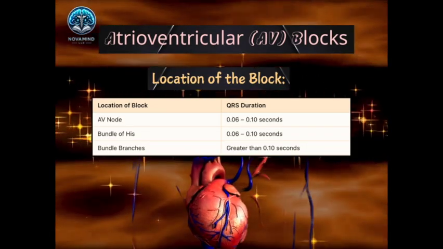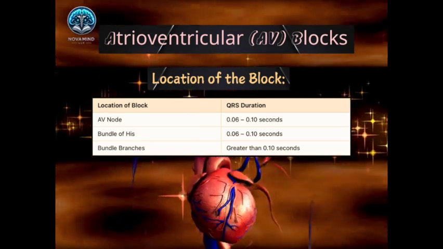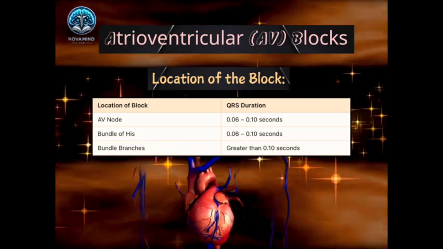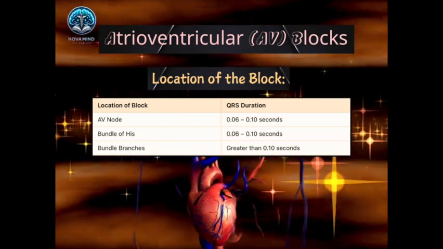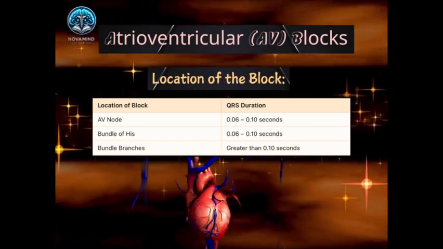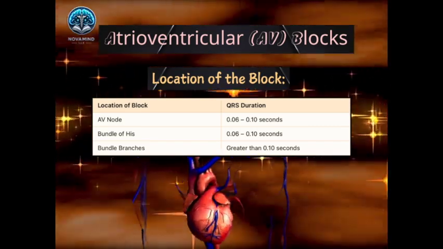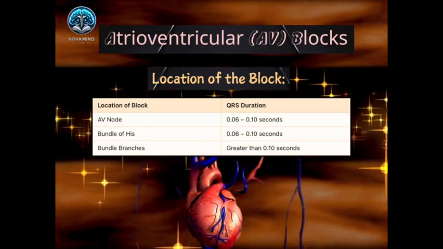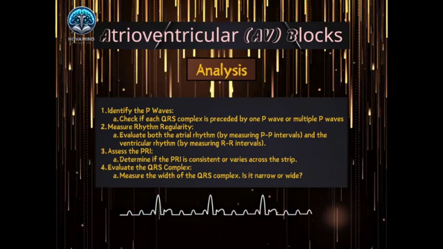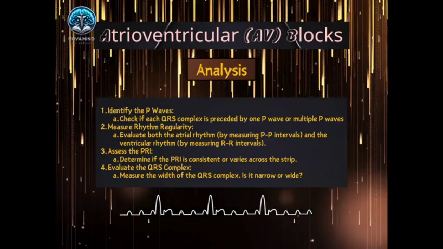Location of the block. If the block occurs at the AV node or bundle of His, the QRS complex will have a normal duration of less than 0.10 seconds. If the block is located in the bundle branches, the QRS complexes are typically widened as the delay affects conduction through the ventricles. Now let's review the traditional steps in diagnosing AV blocks.